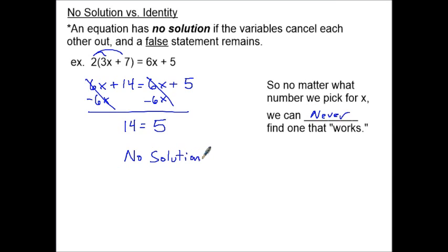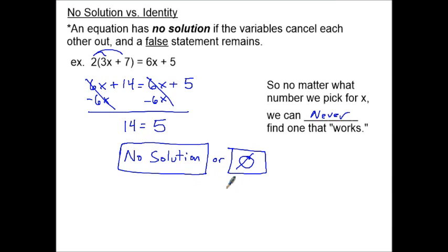Okay, that's one way of saying the final answer. You might also be familiar with the no solution symbol, which is just a circle with a slash through it. So I'll accept either one of those two as a final answer. You don't need to give both, just whichever one you think looks best.